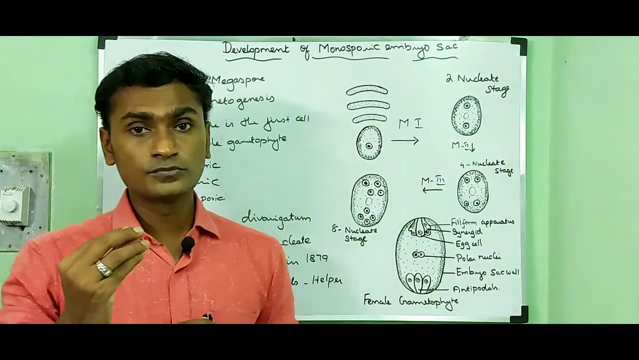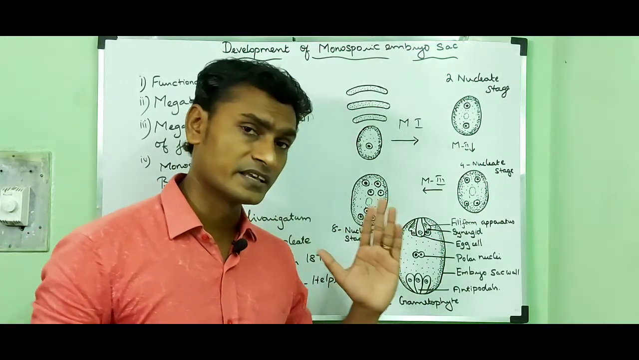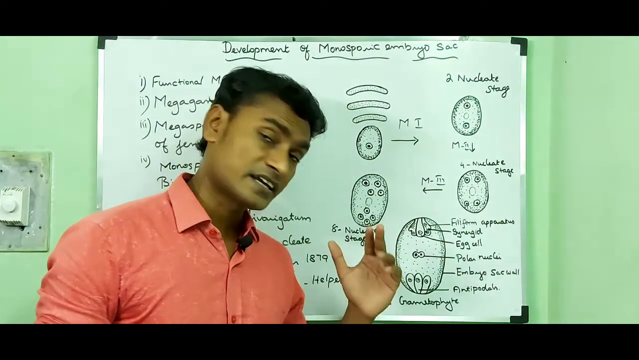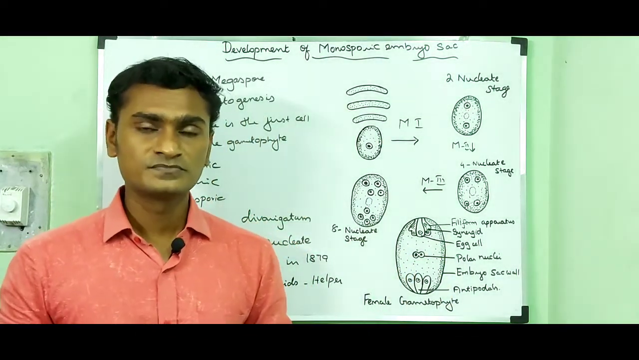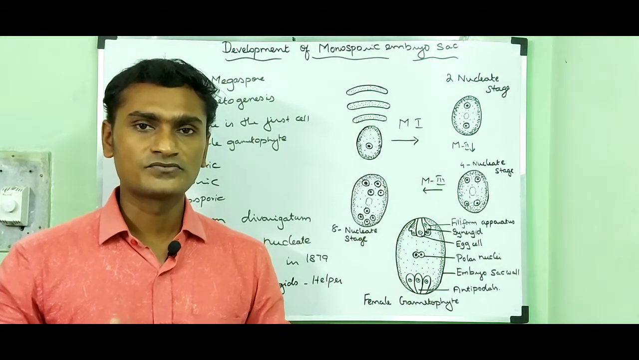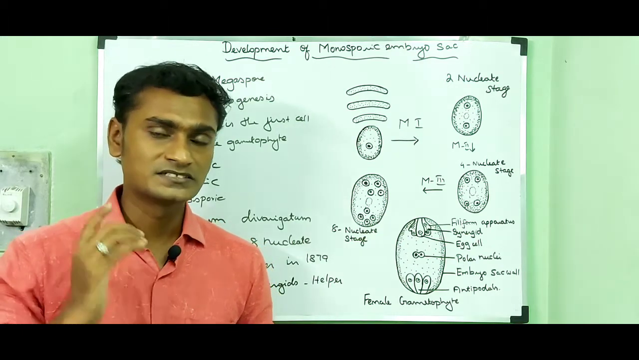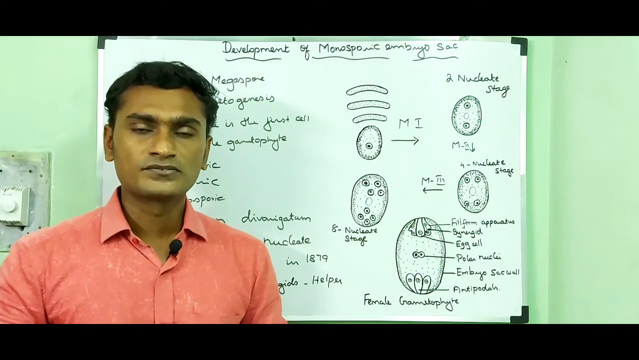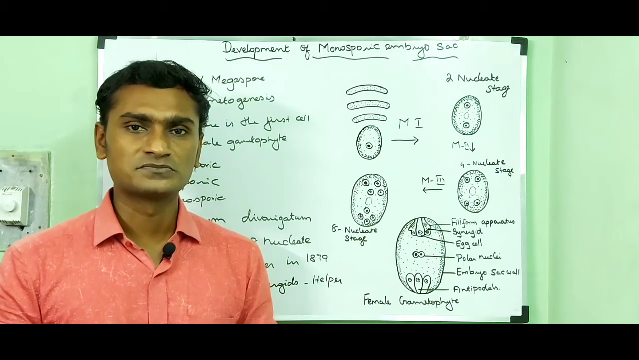சரிங்களா? Pollen tube carries 2 male nuclei. One male nucleus fuses with egg cell and it develops into the embryo, zygote and embryo. The second male nucleus fuses with this secondary polar nuclei and develops into endosperm. So that's all about the development of female gametophyte or development of monosporic embryo sac. If you have any doubt regarding the development of monosporic embryo sac, please let me know. Thank you very much for watching this video. Thank you.